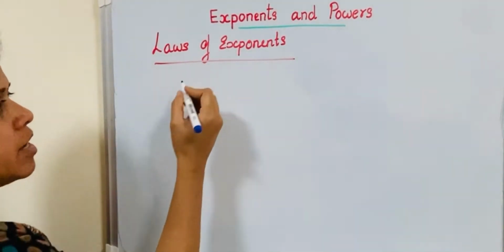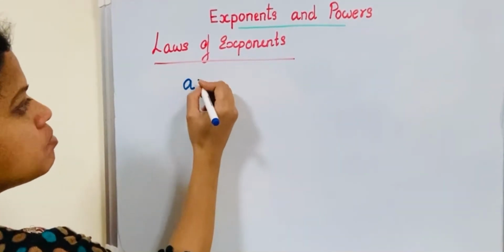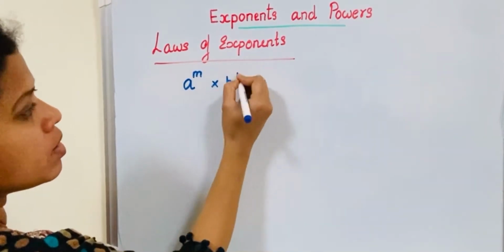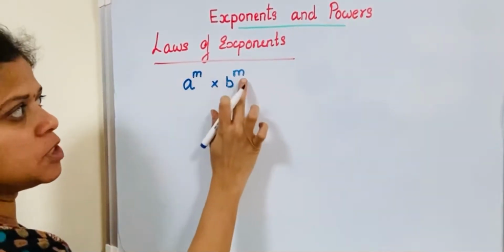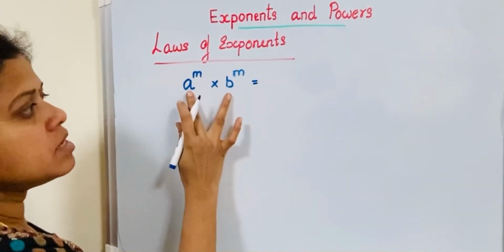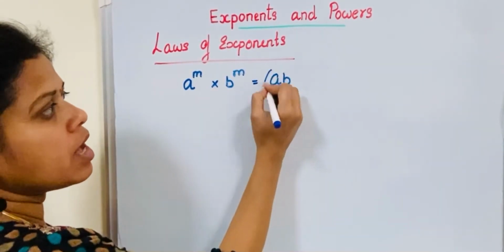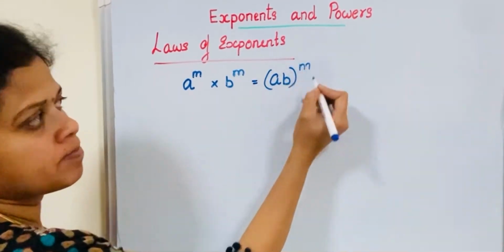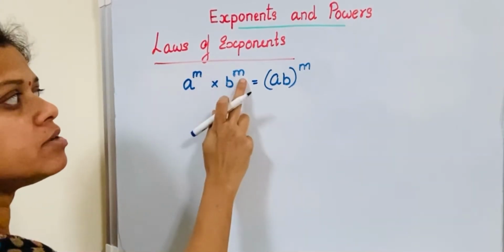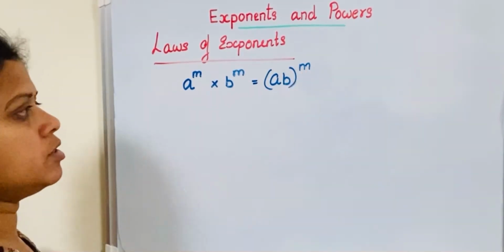Next law, in multiplication. If the exponent is the same and the base is different, then to get the result, just multiply the base, a into b, and put the common exponent. This is another law of multiplication. In multiplication, if the exponent is the same, then just multiply the base and write the common exponent.